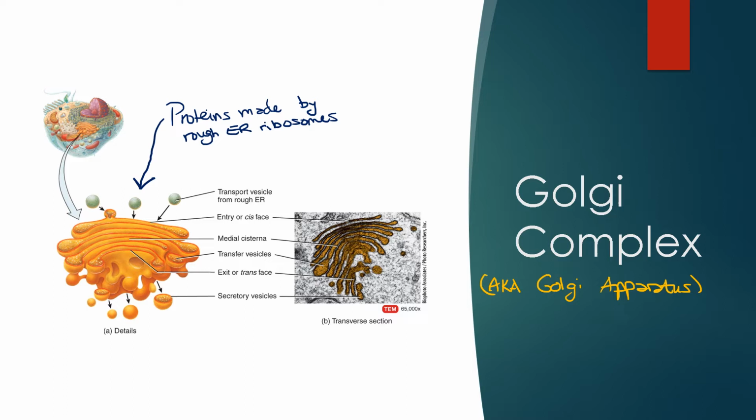Now the Golgi complex has a couple of functions. So what it mostly does is it's going to package proteins into nice little vesicles. We can see these here. And it's also going to modify proteins. So these are going to be kind of the main functions of the Golgi complex.